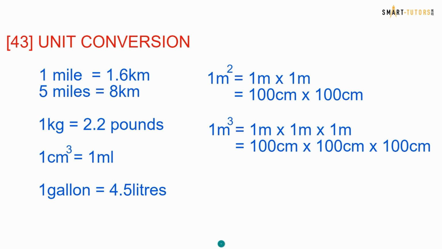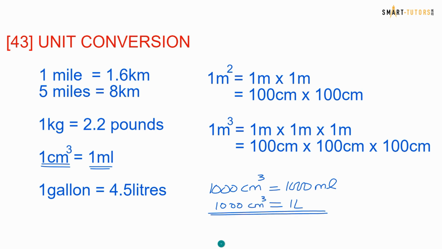Topic 43, unit conversion. You must know all this in your head. I'm not saying that gallons and liters are going to become an exam question, but make sure that you know this one. 1 mile equals 1.6 kilometers, 5 miles equals 8 kilometers, 1 kilogram equals 2.2 pounds, 1 centimeter cubed equals 1 milliliter. You need to know this one, because 1,000 centimeters cubed equals 1,000 milliliters, which is 1 liter. So 1,000 centimeters cubed equals 1 liter. You need to remember this one. As long as you remember this one, you times both sides by 1,000 and you get the answer. 1 gallon equals 4.5 liters.